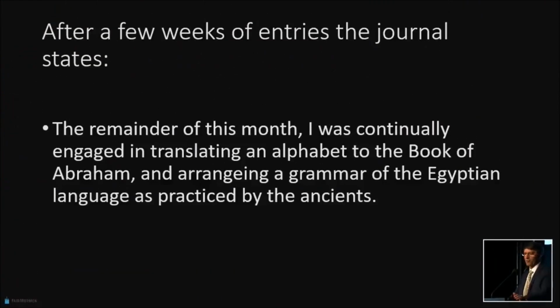Okay. Then, after a few weeks of journal entries, and again, these are all being made afterwards, but still, they're trying to reconstruct how things happened. Then they write, "The remainder of this month I was continually engaged in translating an alphabet of the Book of Abraham and arranging a grammar of the Egyptian language as practiced by the ancients." So the first thing we get are mentions of translations, and later a mention of an alphabet and a grammar.